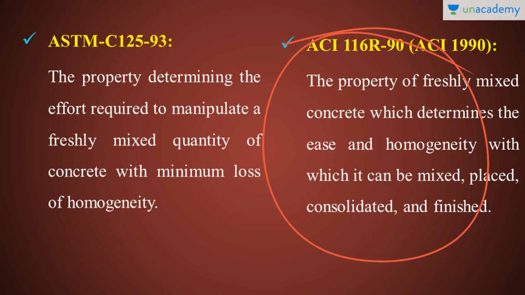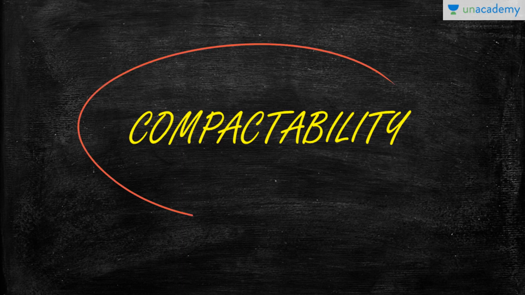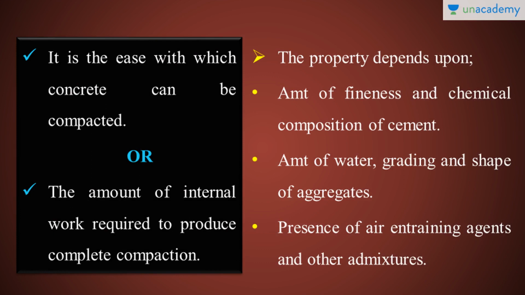Now let's move on to the first of the words that we used to say, compactability. First and foremost, we'll start with compactability. To know any technical term, we must know the definition. One must be familiar with the definition, as it provides a clear-cut idea about what we are going to learn. So we have 2 definitions right here. First, it is the ease with which the concrete can be compacted, that is, how easily the compaction can be done. That extent is known as compactability. Or, it is the amount of internal work required to produce complete compaction.